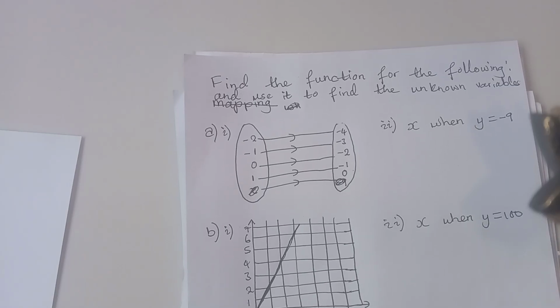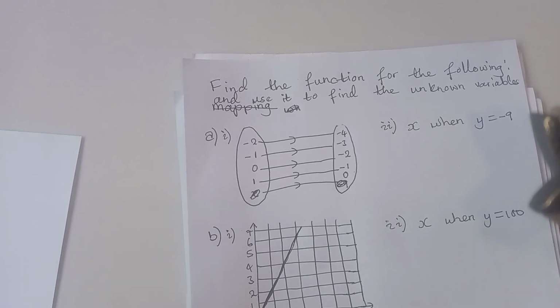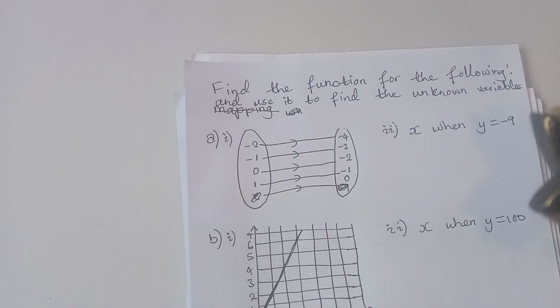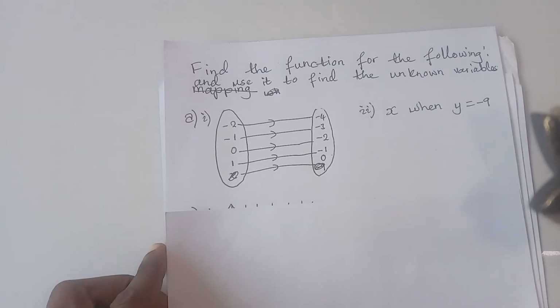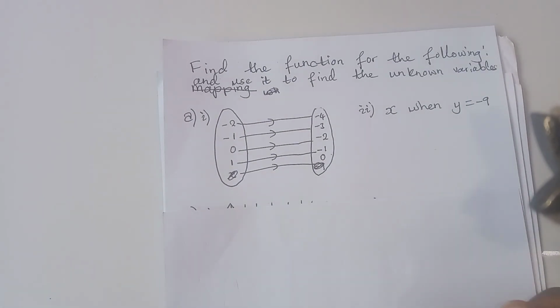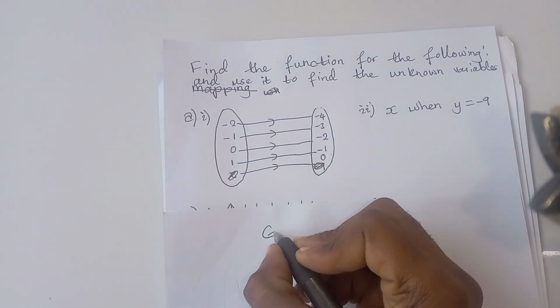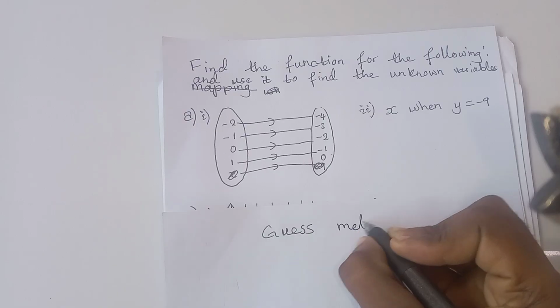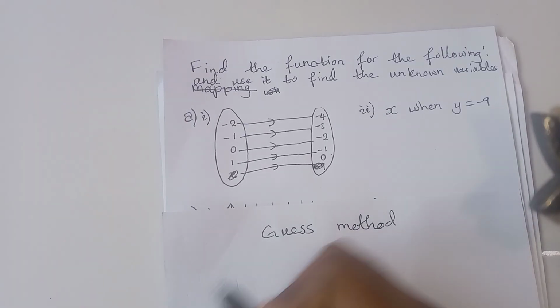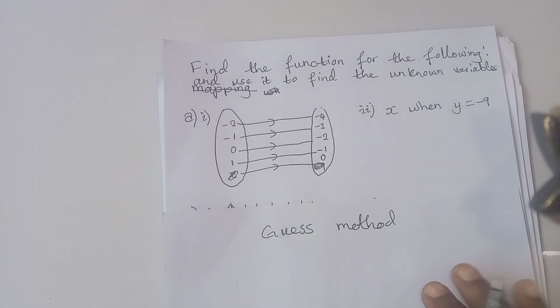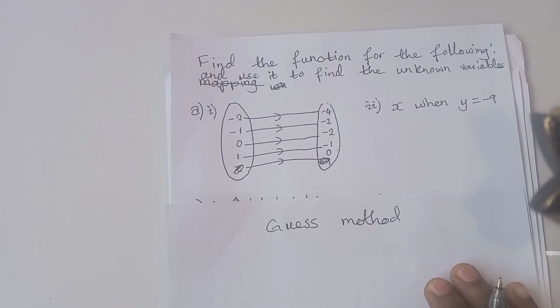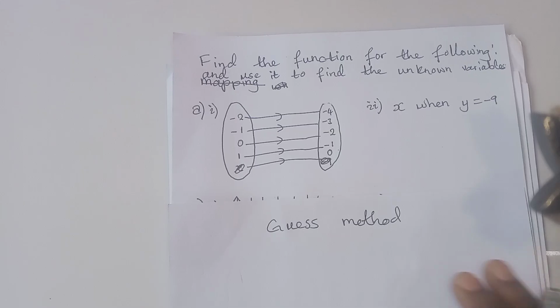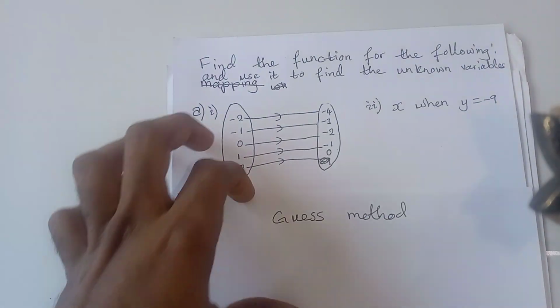So find the function for the following. I'll make this one quick. I'll use what you guys call the guess method. With this, you don't have to go through the formula, the x1, the y2, the c, the m, among other things. You just have to observe the pattern.